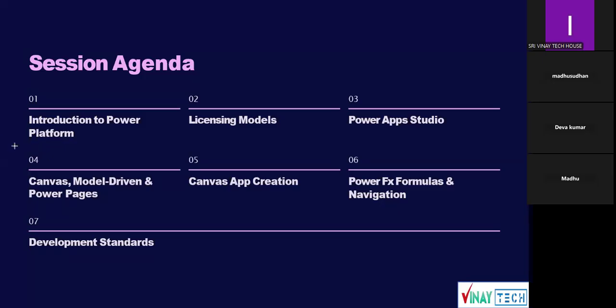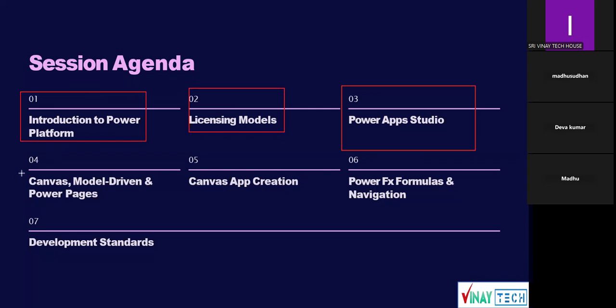Today's demo class agenda is: first one is introduction to Power Platform. Second one is the licensing models. Third one is Power Apps Studio. Fourth one is we'll learn about Canvas, model-driven, and Power Pages. Fifth one is how to create a Canvas app.